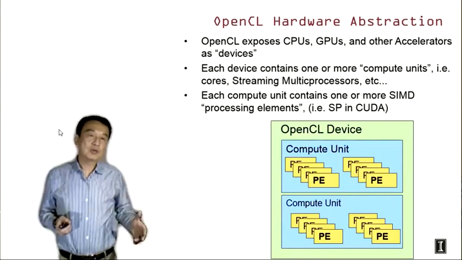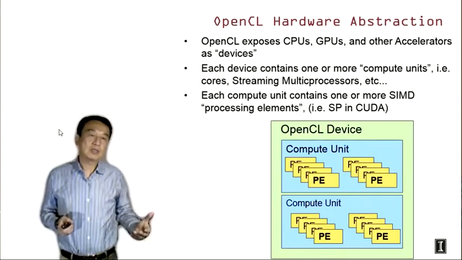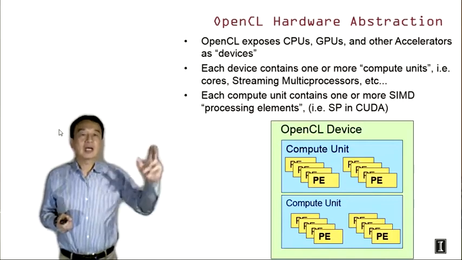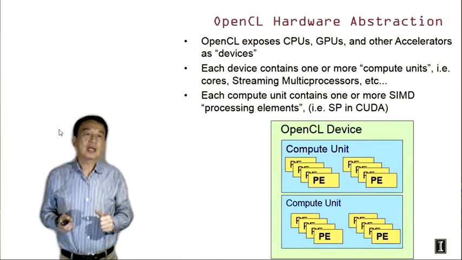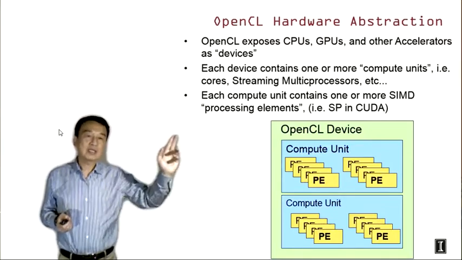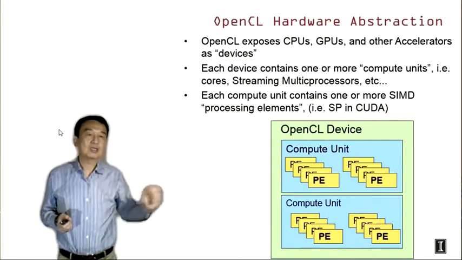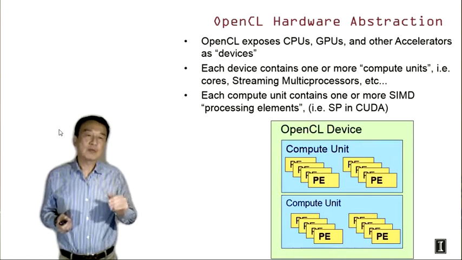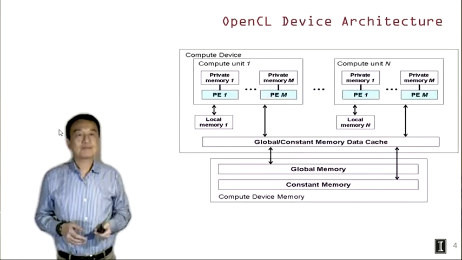In the GPU situation, they will be streaming multiprocessors. And in FPGAs, they could be soft cores or synthesized IP blocks. And each compute unit contains one or more SIMD, single instruction multiple data, processing units, or PEs in this picture. And these PEs are equivalent to the streaming processors, or SPs, in the CUDA terminology.